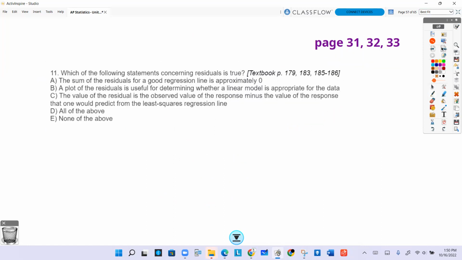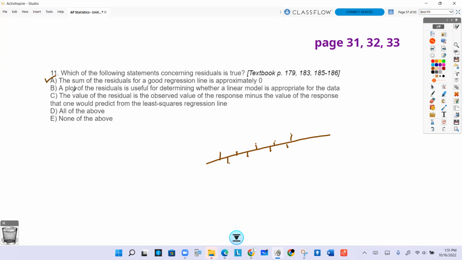All right, number 11. Which of the following statements concerning residuals is true? The sum of the residuals for a good regression line is approximately 0. Let's see. Usually that's the case, right? They're not the squared residuals, the sum though. You got positive, negative, positive, negative. Yeah, those are typically going to add up to around 0, give or take a couple decimal points.